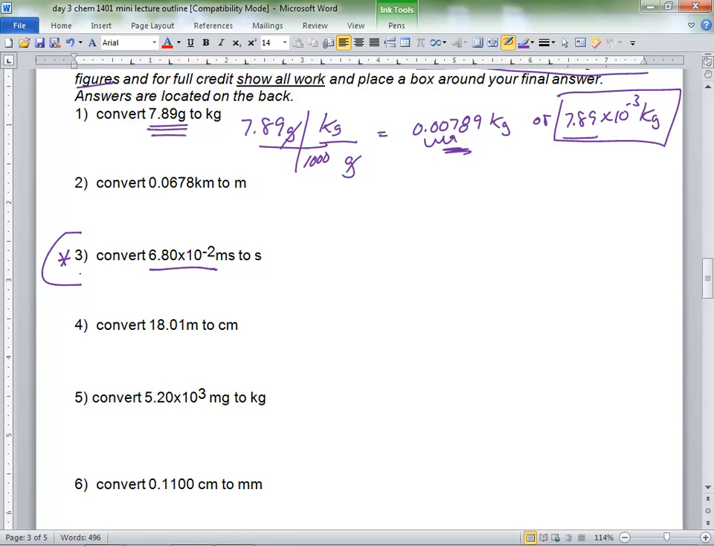So let's try it. Come on up to the boards here. Just grab some space. And realize these questions are going to get long, so you might want to spread out as much as you can. They get kind of lengthy. There's space over here, and there's space all around. And let's do number 3. You're going to need your calculator, and you can bring your book up with you too if you want. 6.80 times 10 to the negative 2 milliseconds to seconds.